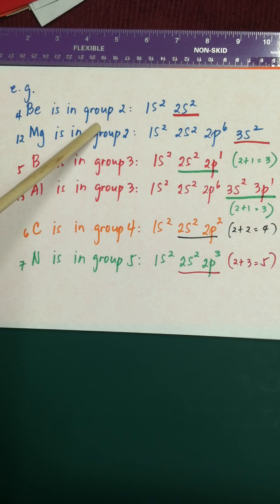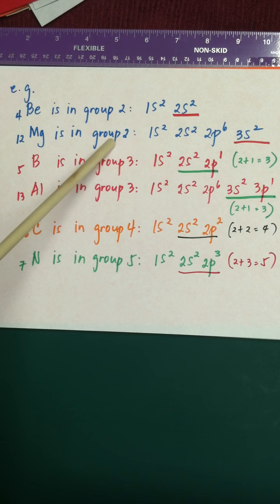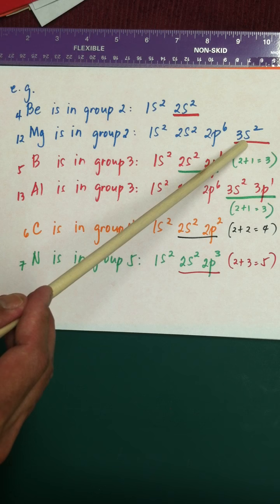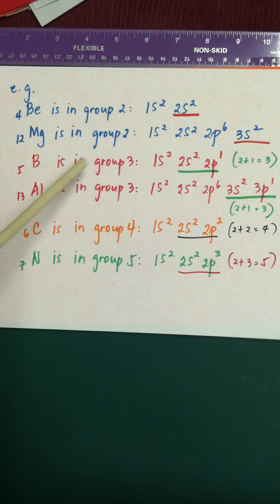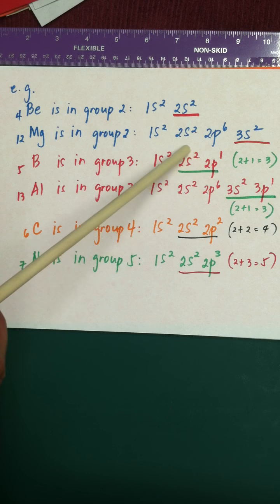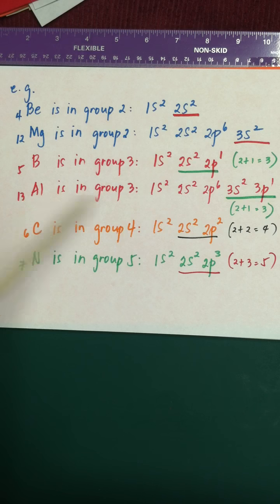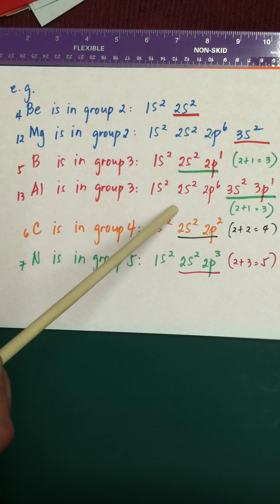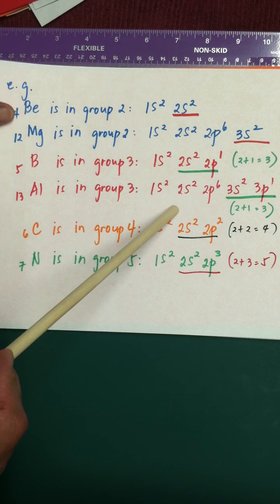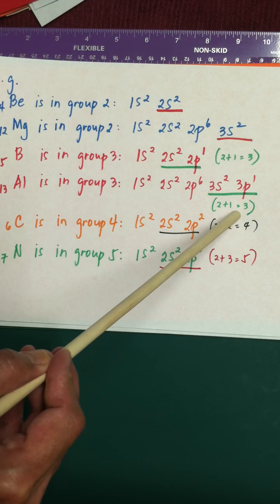Beryllium is in group 2. Its electronic configuration ends with an s2. Magnesium is also in group 2. Its electronic configuration ends with an s2. Let's look at boron. Boron is in group 3. Notice its electronic configuration ends with 2s2 2p1. If you add 2 plus 1, that gives you 3. Aluminum is also in group 3. Its electronic configuration ends with 3s2 3p1. So if you add 2 plus 1, that gives you 3.